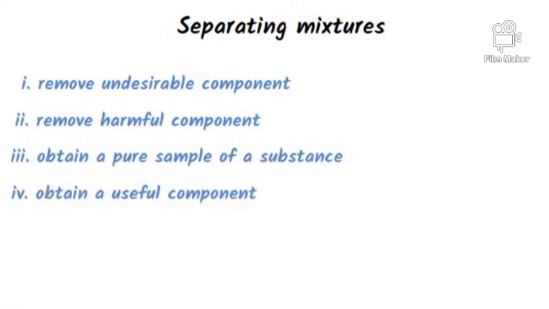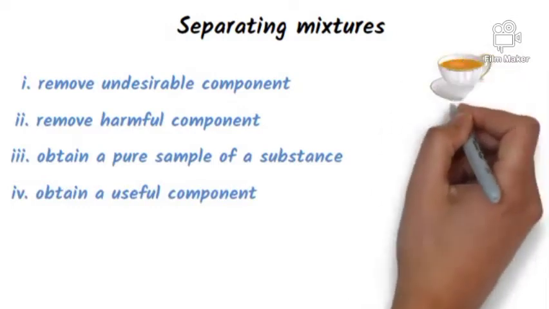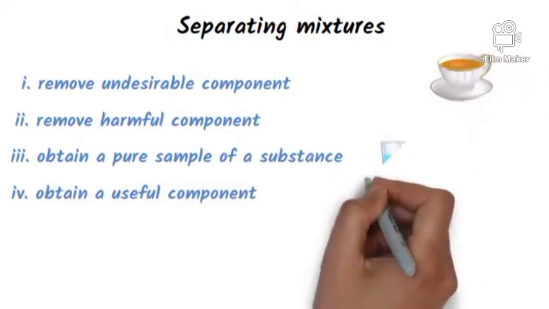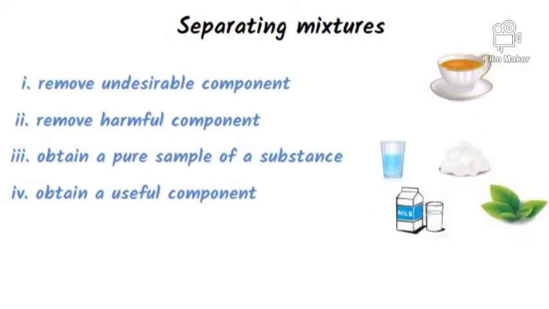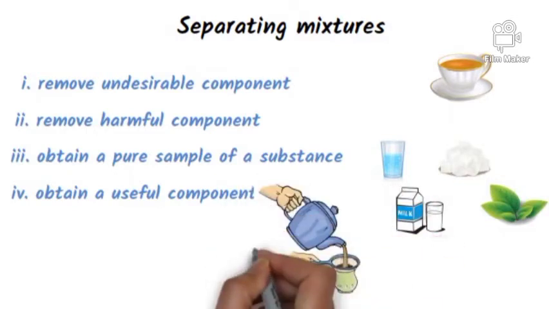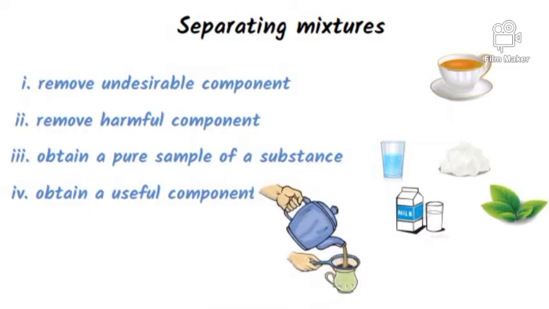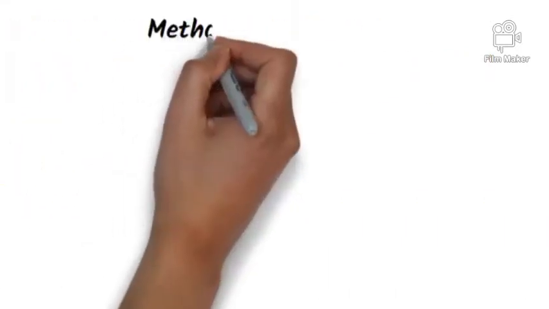Let us understand this with an example of tea. We prepare tea using various components like water, sugar, tea leaves, and milk. After the tea is boiled and ready to be served, it is first filtered using a tea strainer to remove the tea leaves, which is an undesirable component. Thus we can say that one of the reasons for separating a mixture is to remove undesirable components from it.